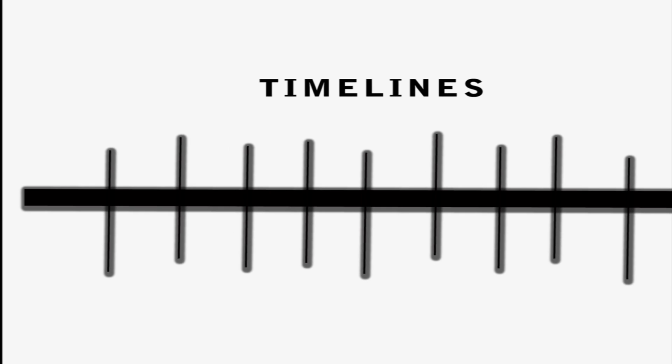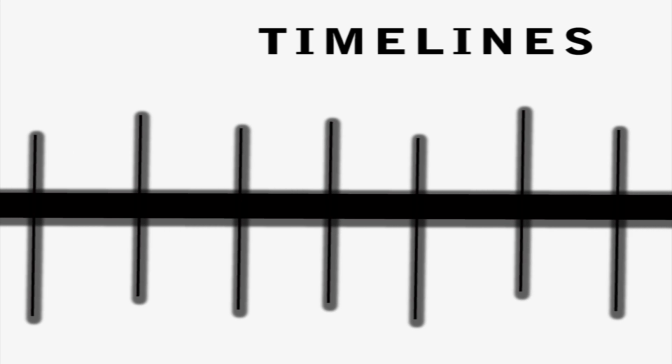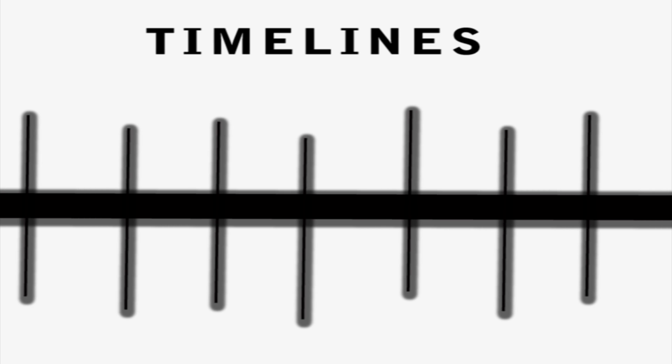Timelines are a way to visually show the passage of time and events. A timeline displays events starting with the earliest and moving forward in time to the most recent. This allows for the viewer to see how the events happened in order.